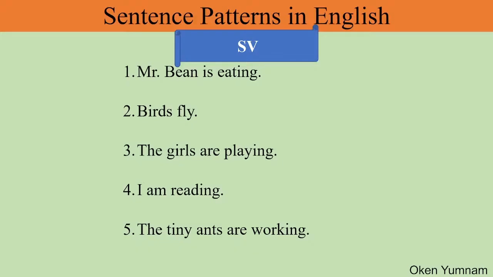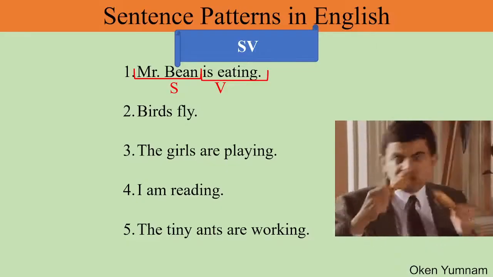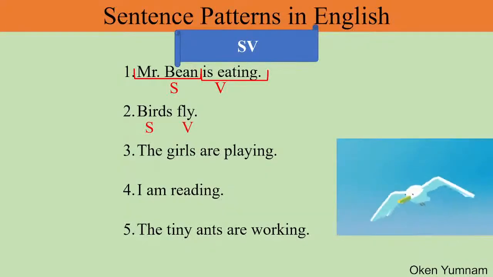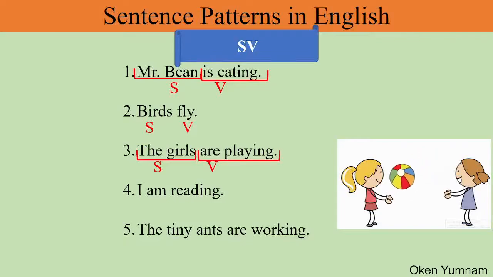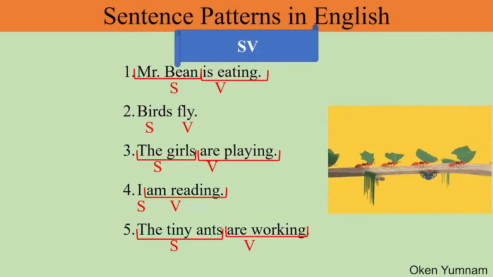Let's see examples of the subject verb pattern. Look at these sentences. Number 1, Mr. Bean is eating. Mr. Bean is the subject, is eating is the verb. Number 2, birds fly. Birds is the subject, fly the verb. Number 3, the girls are playing, subject and verb. Number 4, I'm reading. I is the subject, am reading the verb. And number 5, the tiny ants are working. The tiny ants is the subject, are working the verb. So these are examples of the subject verb pattern.